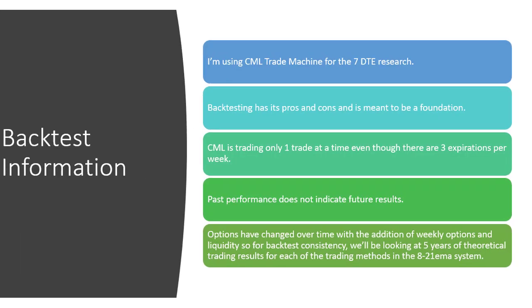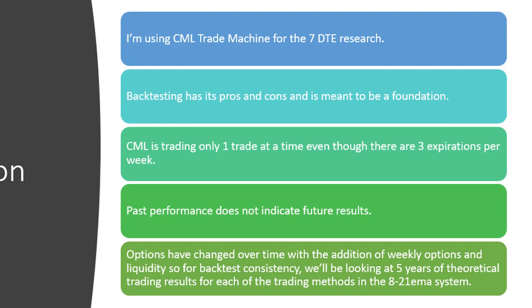About the backtest information, if you've been with me for a while, I'm using CML Trade Machine for this 7DT research. As we know, backtesting has its pros and cons, and it's really meant to be a foundation. The numbers we're going to look at are theoretical, but the probabilities are correct. They're still using end of day pricing, and there are other factors like slippage. Commissions aren't that big of a deal now, but commissions used to be a bigger deal.